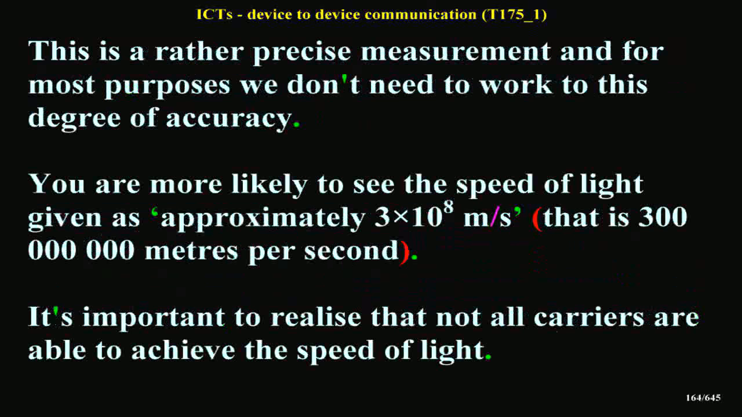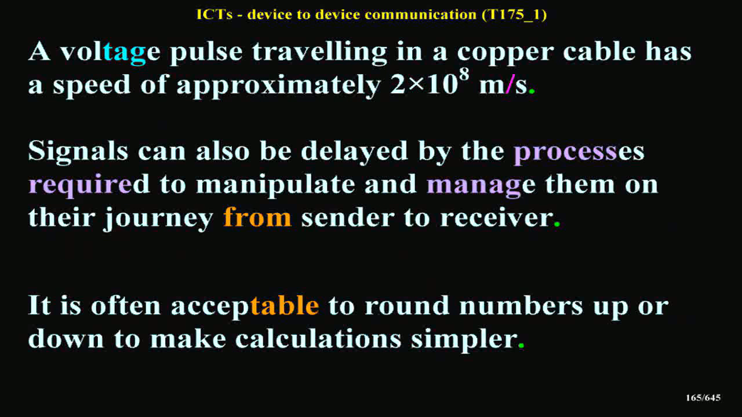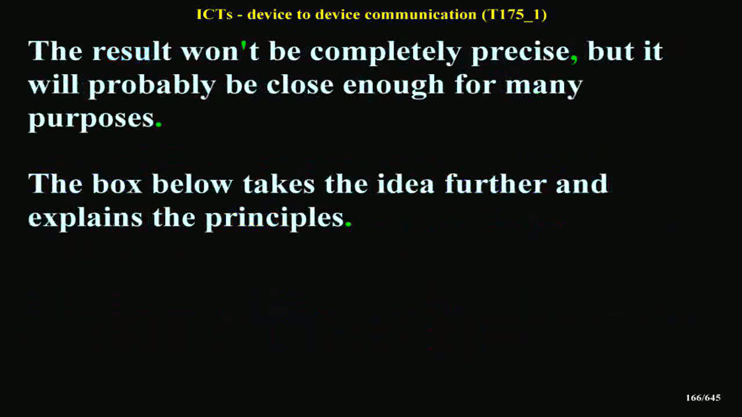This is a rather precise measurement, and for most purposes we don't need to work to this degree of accuracy. You are more likely to see the speed of light given as approximately 3 × 10^8 m/s. That is 300,000 meters per second. It's important to realize that not all carriers are able to achieve the speed of light. A voltage pulse traveling in a copper cable has a speed of approximately 2 × 10^8 m/s. Signals can also be delayed by the processes required to manipulate and manage them on their journey from sender to receiver. It is often acceptable to round numbers up or down to make a calculation simpler. The result won't be completely precise, but it will probably be close enough for many purposes.